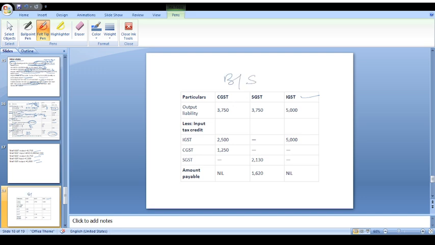This is the balance sheet. Here we will pass entry. Output liability, that is CGST 3,750. SGST output liability 3,750 and IGST 5,000. Less input tax credit. IGST 2,500. IGST 5,000. CGST 1,250. SGST 2,130. And the amount payable is equal to 1,620.